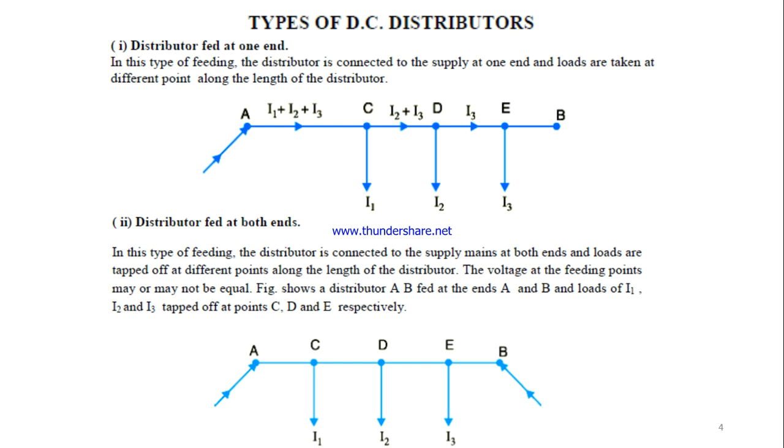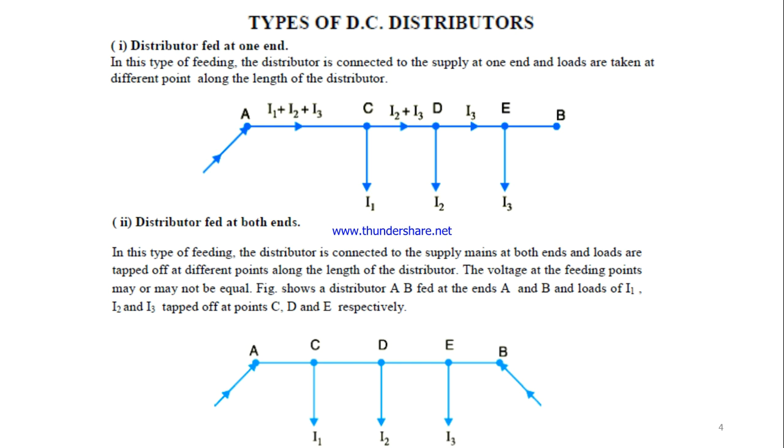At C we have I1, at D we have I2, and at E we have I3. So the total current flowing in AC is nothing but I1 plus I2 plus I3, after that in CD it is I2 plus I3, and in DE it is I3. This is a normal, general and simple distributor.